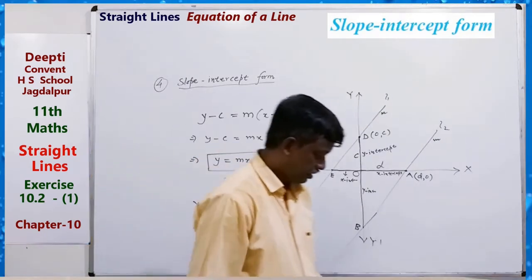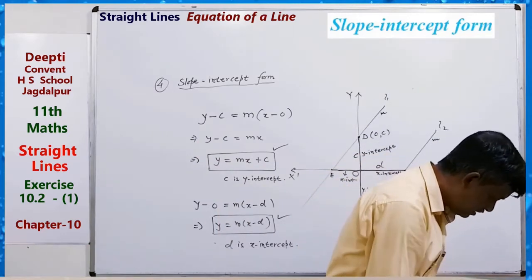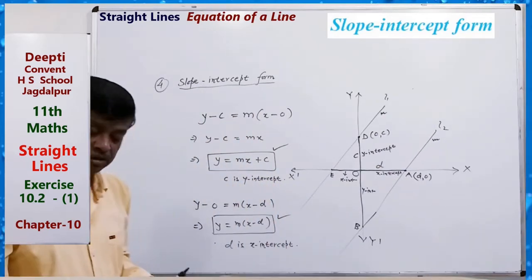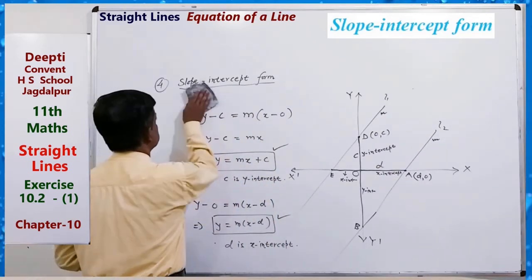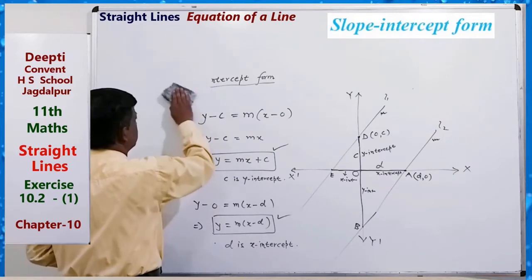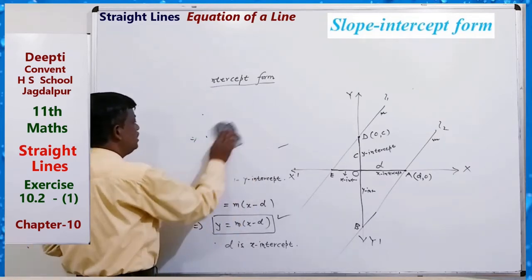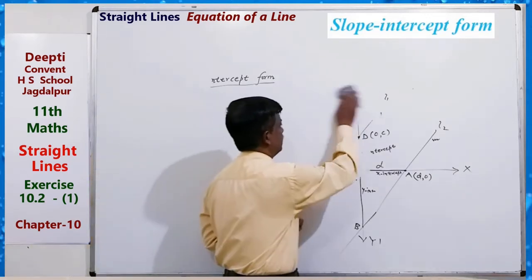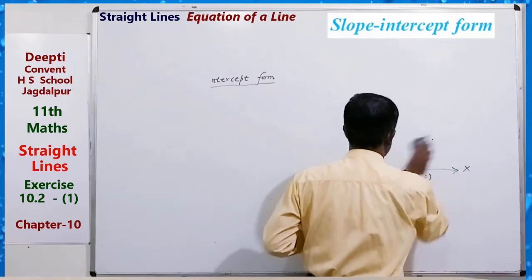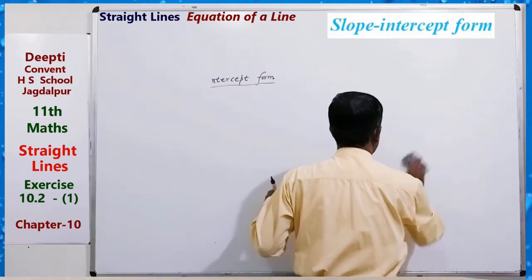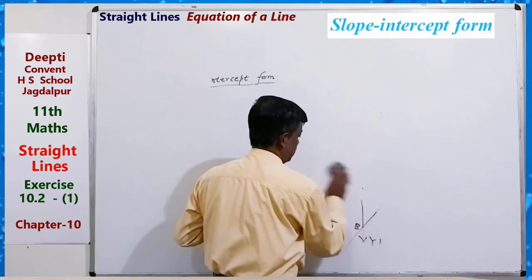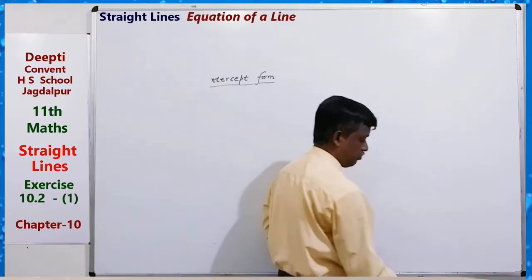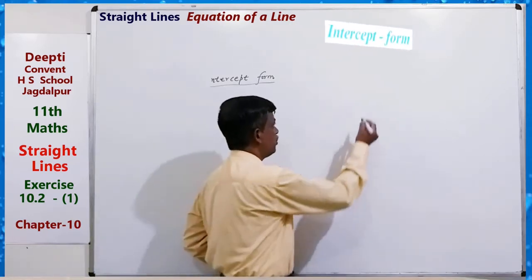Next form is intercept form, where both intercepts are given. Only intercept form. Intercept form is where two things are given, both the x-intercept and y-intercept of the line. Then how can we find the equation of the line?